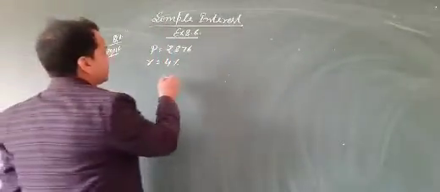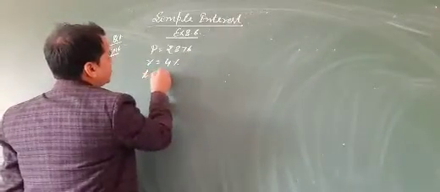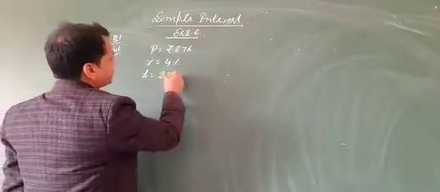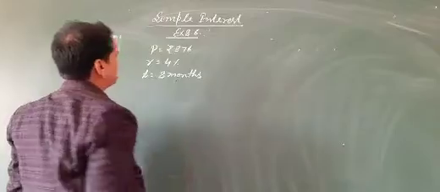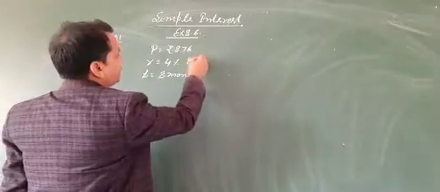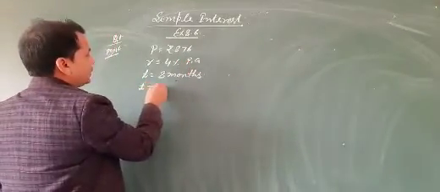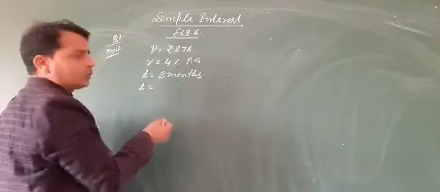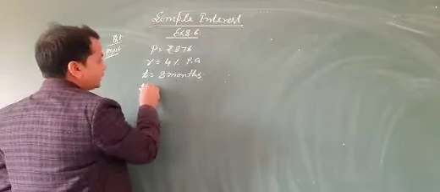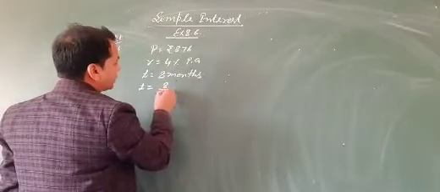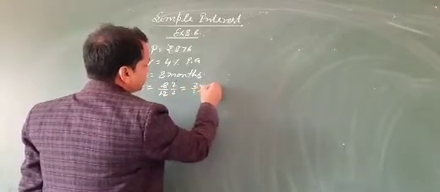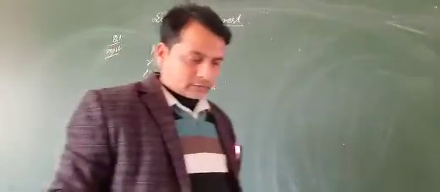So time is given here, T equal to 8 months. The rate of interest is 4% per annum and the time is 8 months. So first of all we will convert the months into years. Then 8 by 12, that is 2 by 3 year.